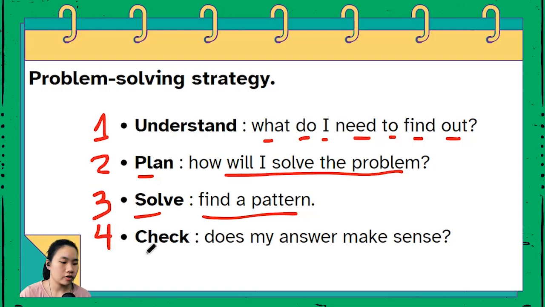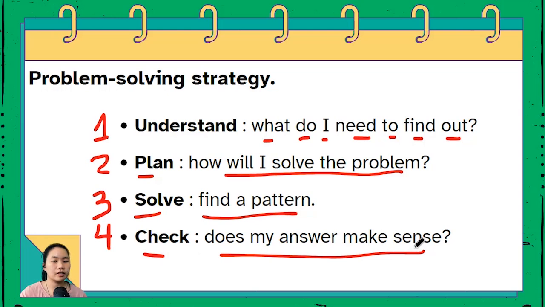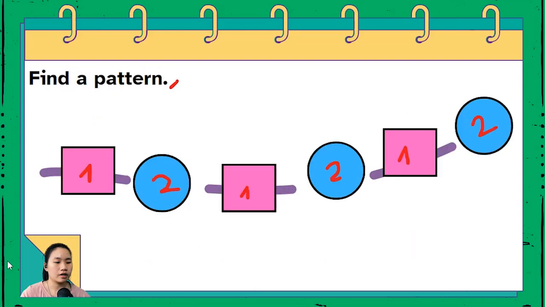Last but not least, number 4, check. Does my answer make sense? And this is where the marking numbers come into play. Once you've marked a number with the pattern unit, you can use them as checking. It makes it easier, and so you don't make any mistakes.